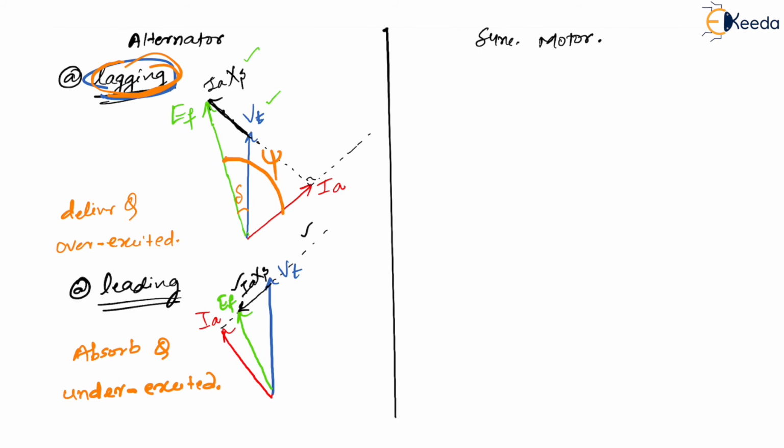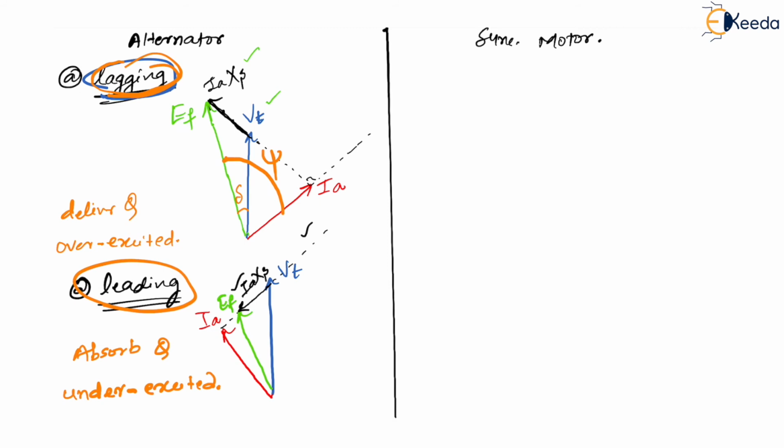Or else, if you think of it, if my alternator is operating at leading conditions, magnetizing armature reaction effects will be there, which means flux will increase. Yes, that is the reason I should provide less flux, which means it will operate in underexcited mode. That is what we have seen already.